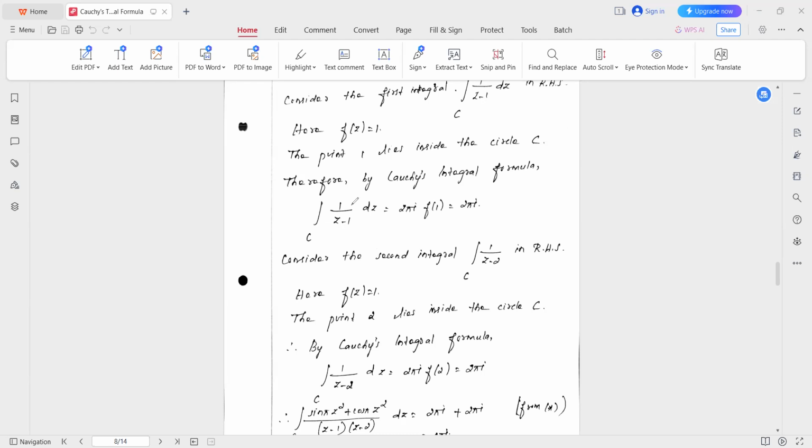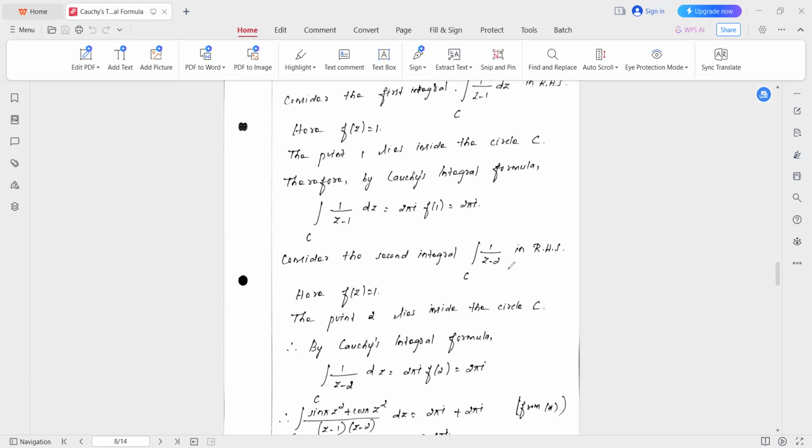So therefore, by Cauchy's integral formula, the integral of this is equal to 2 pi I into f of 1. As f of z equal to 1, f of 1 is equal to 1, which is equal to 2 pi I. So next we consider the second integral. In this integral, the value of f of z is 1. And the point 2, where the analyticity fails, lies inside the circle because 2 is less than 3. So therefore the point 2 lies inside the circle. Again, we are using Cauchy's integral formula. We get the integral of 1 by z minus 2 dz is equal to 2 pi I into f of 2. As f of z equal to 1, f of 2 is equal to 1. So we get 2 pi I.